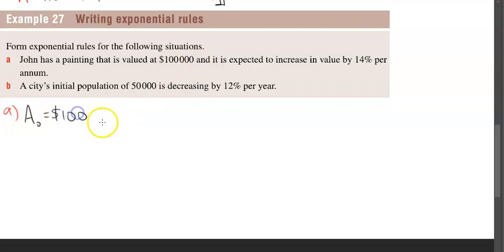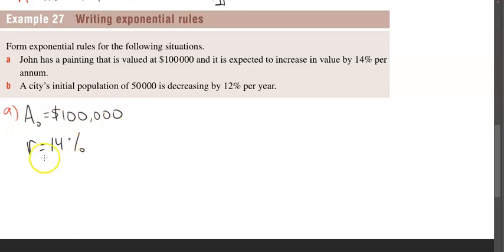This is how much this painting is worth at the start. It's valued at this amount, and it's expected to increase, so our rate is 14% per annum, per year. So after 1 year, it's going to be worth 14% more than this amount, and that will be added to the initial painting. And then after 2 years, we find this new amount that we have, and then apply 14% of that new amount. Now, we want to write a rule for this.